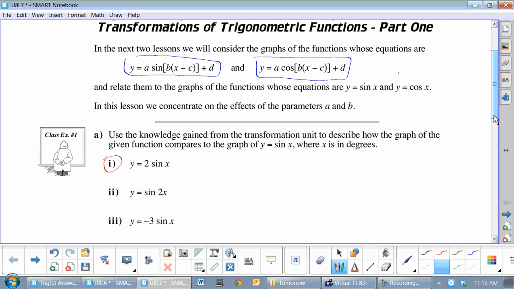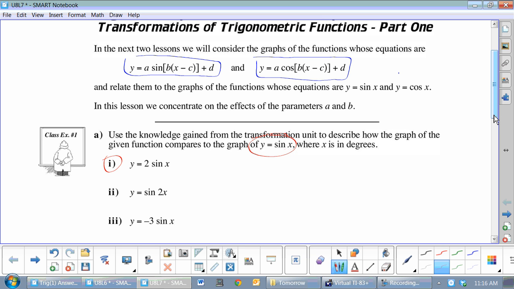Now, what would this be? y equals sine x is the original. So y equals 2 sine x. So I'm just going to pick somebody randomly because we have done many of these. What's the replacement, and what would it be in words?